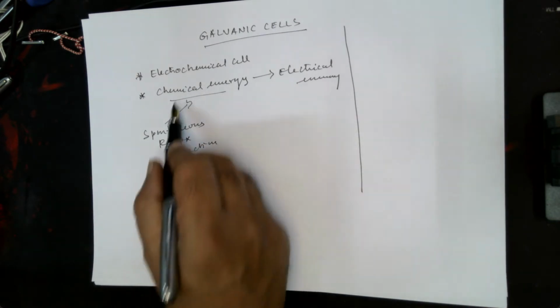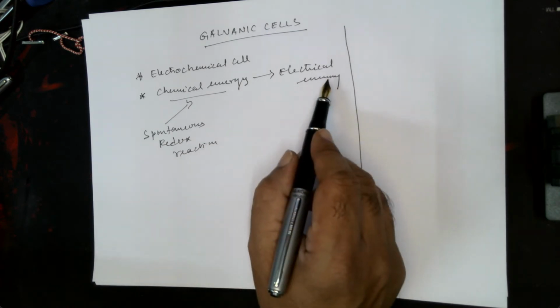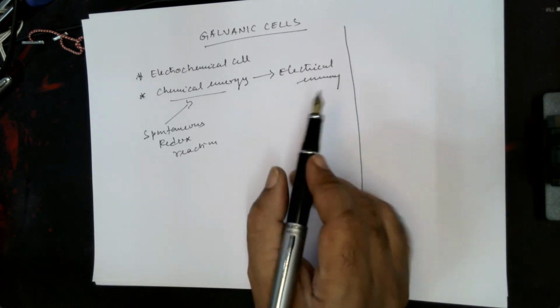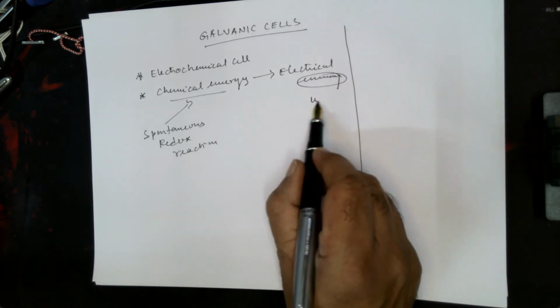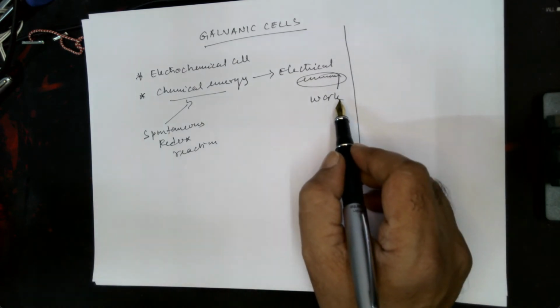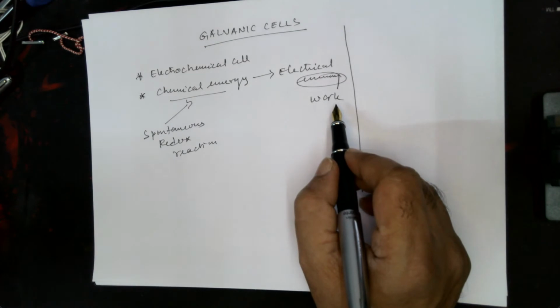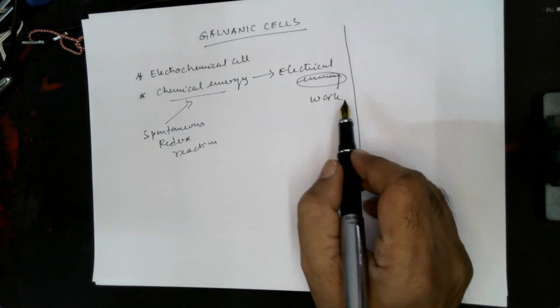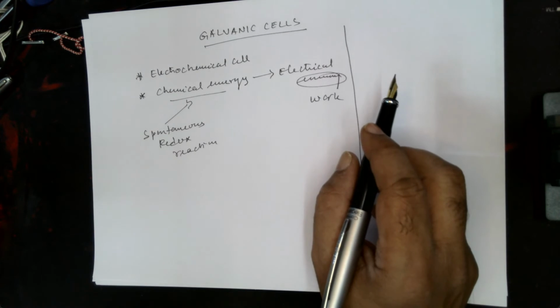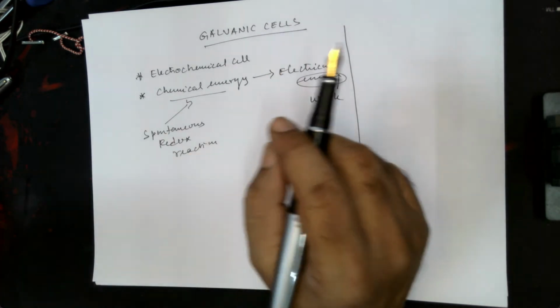And this energy, chemical energy, is converted into electrical energy or electrical work. After all, capacity to do work is energy, is it not? So this kind of electrical work may be used for running a motor or any other electrical gadgets like water heater, fan, geyser, etc.